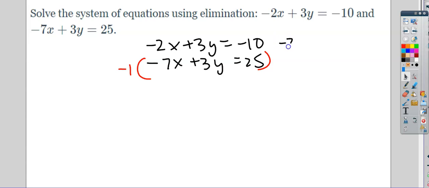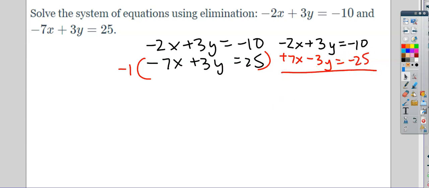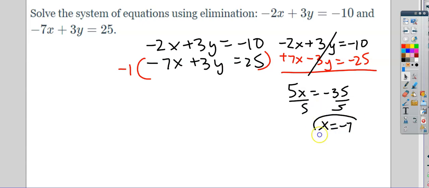All right, the first sentence will remain the same. The second sentence will modify to become positive 7x, negative 3y, and be careful, negative 25. Once combined, those eliminate. And x is negative 7.